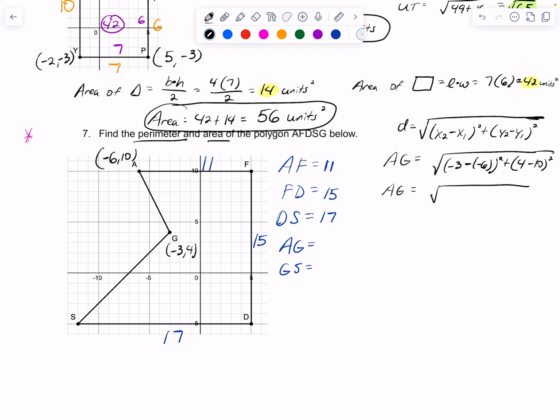Negative 3 minus a negative 6 is really adding. So negative 3 plus 6 is a positive 3. And 4 minus 10 is a negative 6. So that's going to give me 9 plus 36, which is the square root of 45. We actually just did that one on number 2. And the square root of 45 reduces to, I'll show the work again.